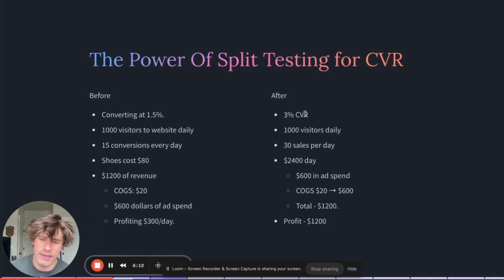Now, if you're already converting at 5% or something, doubling up to 10 might be pretty difficult. But if you're in this average kind of range of 1 to 2 to maybe 3%, getting that up to 3, 4, 5, or 6 is more than possible. Okay, it's more than possible.